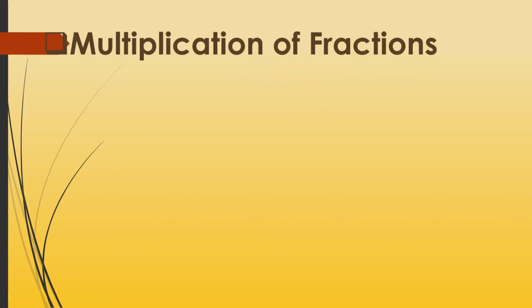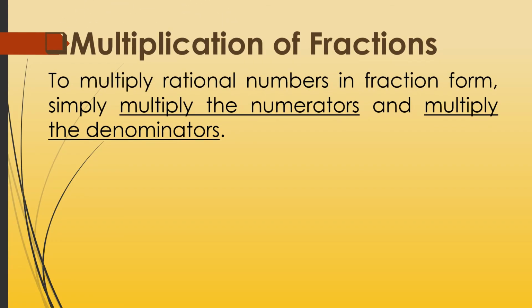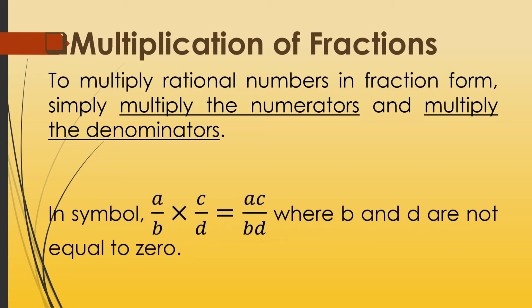Proceed na tayo sa multiplication of fractions. To multiply rational numbers in fraction form, simply multiply the numerators and multiply the denominators. In symbol, A over B times C over D is equal to AC over BD, where B and D are not equal to 0. Again, kaya natin mag-multiply ng dalawang fractions kapag ang denominator ay hindi 0. So, kapag may nakita kayong ganitong symbol, AC, BD, magkatabi yung mga letters, ang ibig sabihin po nun ay multiplication.